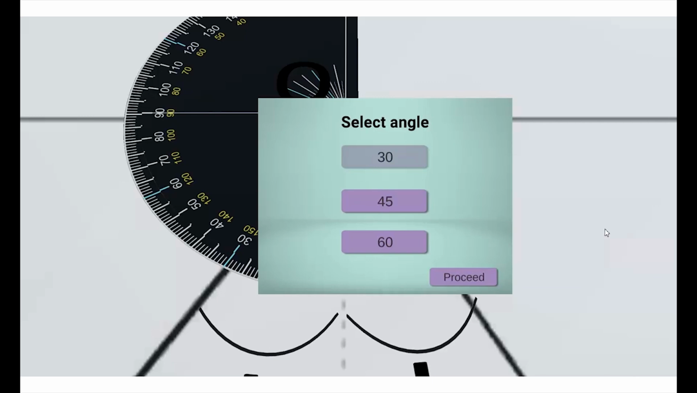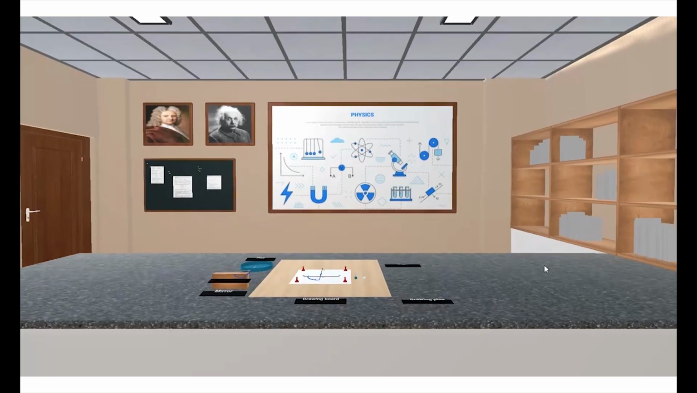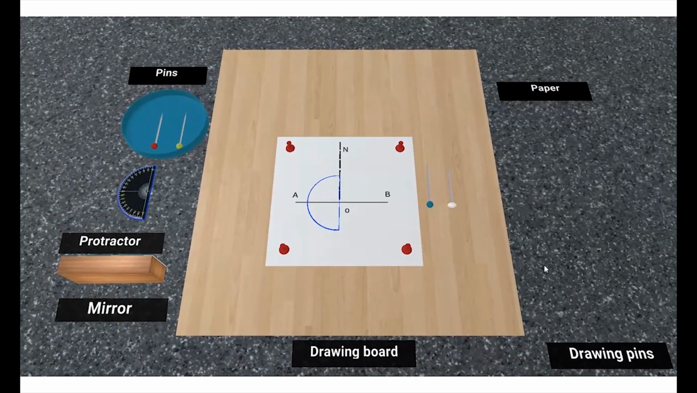Select which angle among the following should be your incident angle. Click on the Proceed button to continue. Draw a thin line PO at an angle to the normal ON. Drag and drop the protractor.